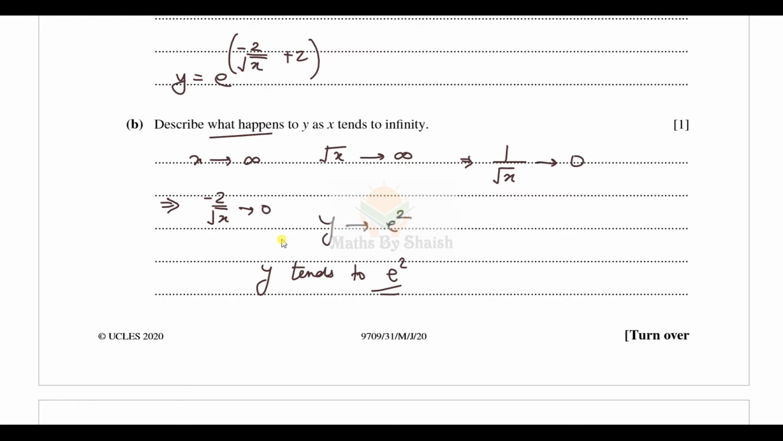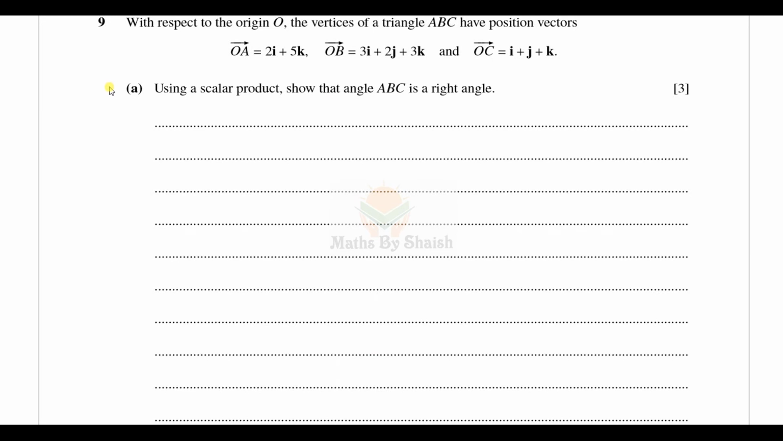Here's question number 9. With respect to the origin, the vertices of a triangle ABC have position vectors OA, OB, OC as this. Use a scalar product to show that the angle ABC is a right angle. So it's not compulsory, but I'll draw it and then it would be clearer.